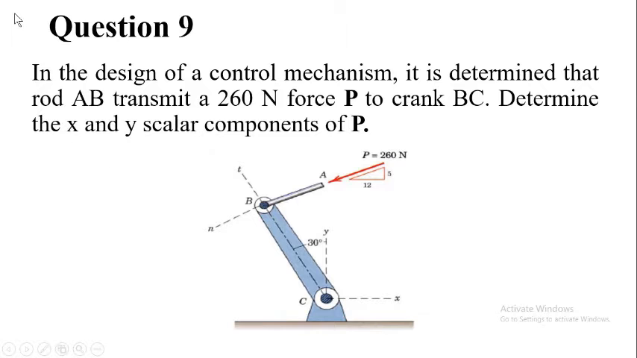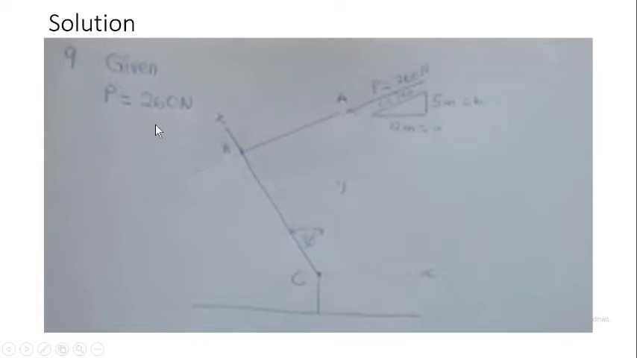Now let's take a look at this question and solve it. The question reads: in the design of a control mechanism, it is determined that a rod AB transmits a 260 Newton force P to crank BC. Determine the x and y scalar components of P. Now this is the given force, P equals 260 Newton, and it's been inclined. We want to find its x and y components. This is what we've been given: P equals 260 Newton.